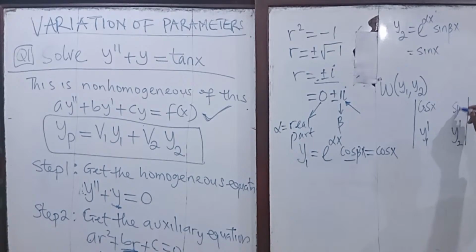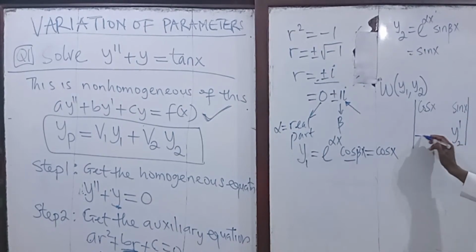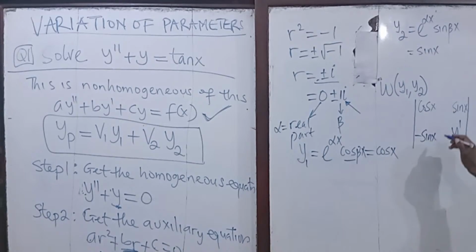My y2 is sin x. Then get the differential of that. The derivative of cos x is what? Is minus sin x. The derivative of cos x is minus sin x. The derivative of sin x is what? Is cos x. So this place will be cos x.